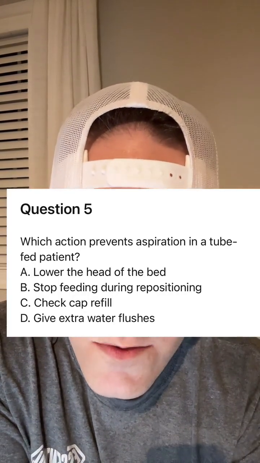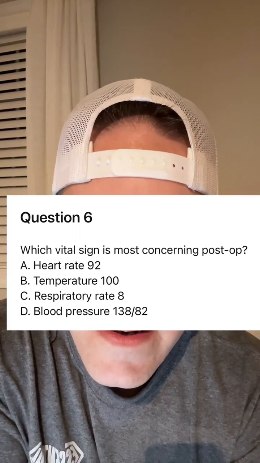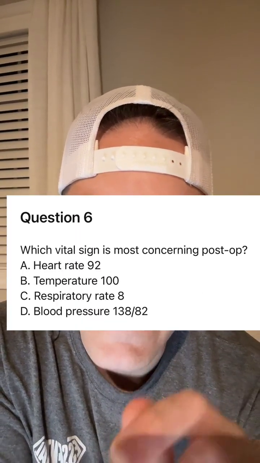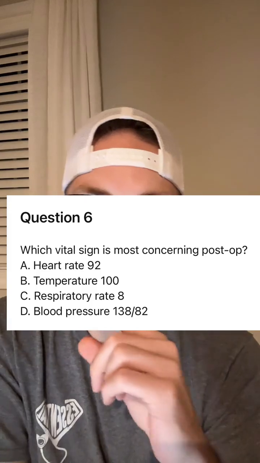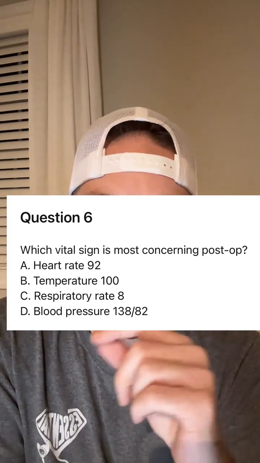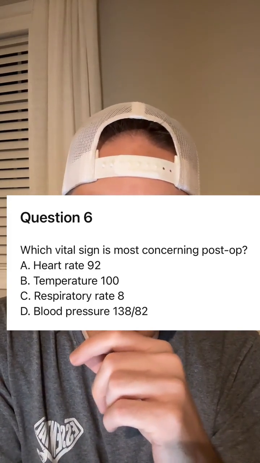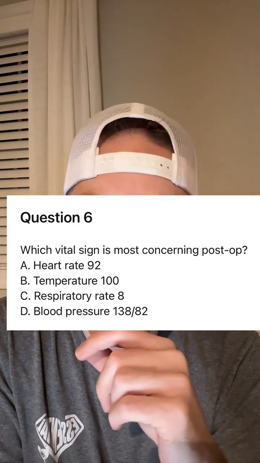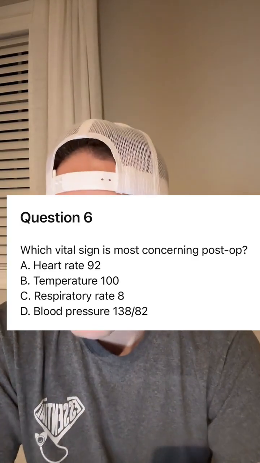Okay, so question 6. We'll jump in here. Which vital sign is most concerning post-op? Heart rate 92, temp of 100, respiratory rate of 8, or blood pressure of 138 over 82.